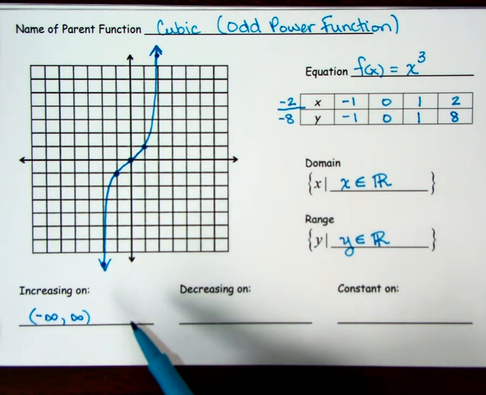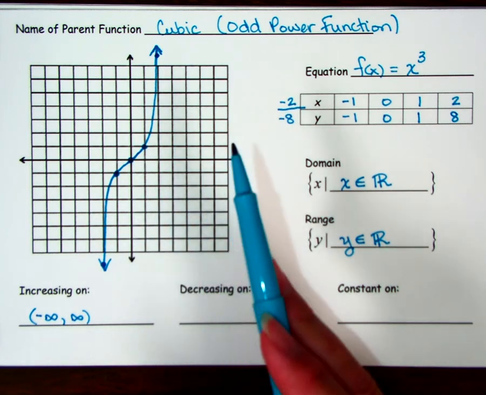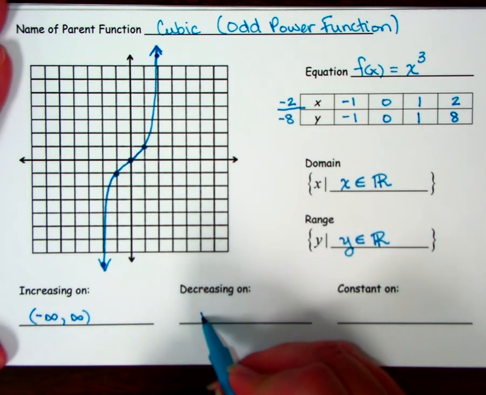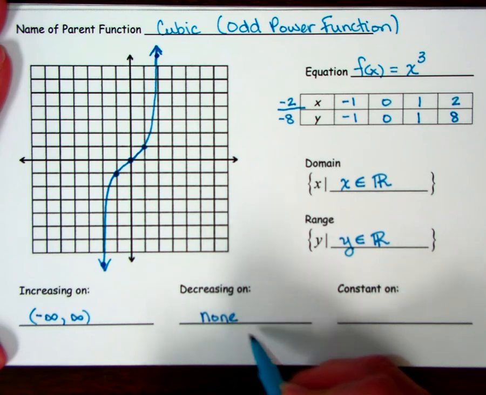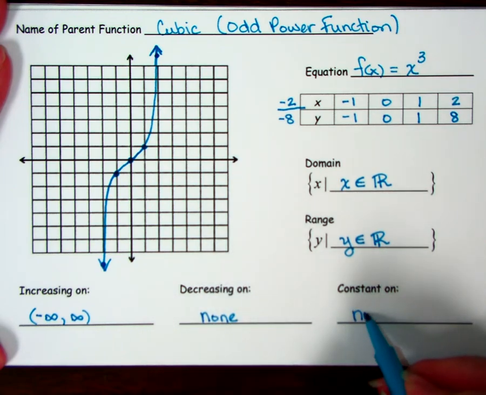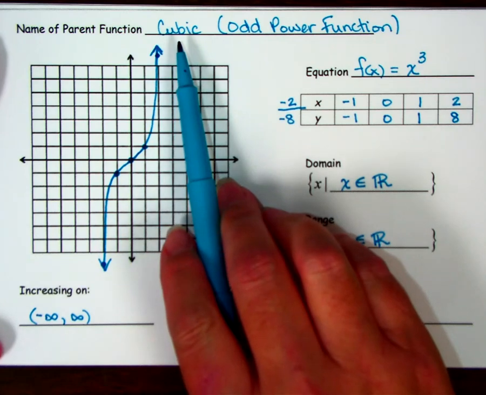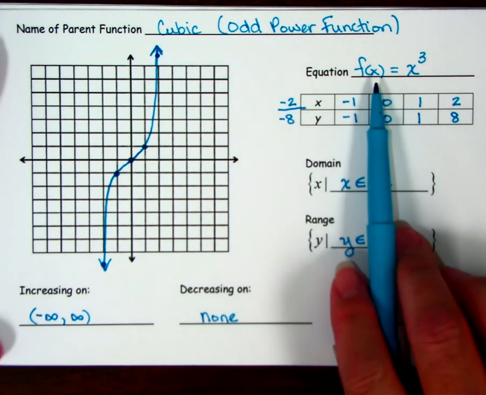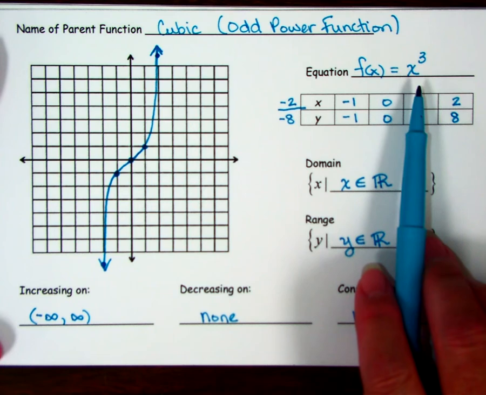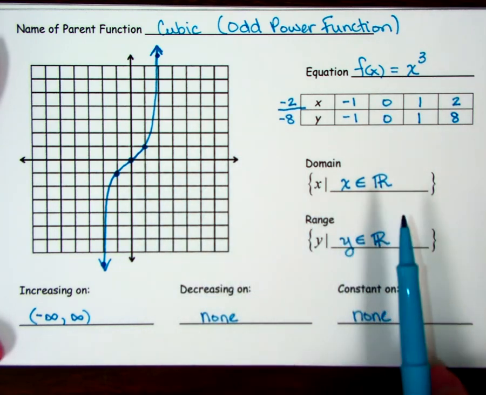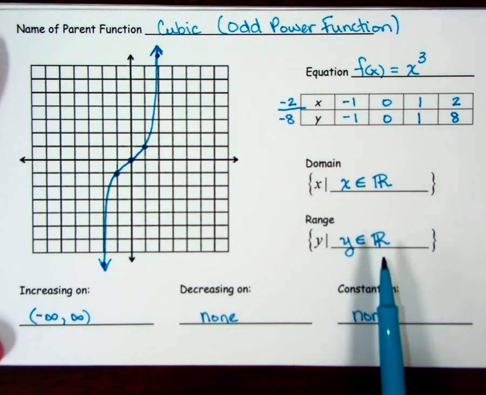Now we just determined that it's going up forever, no matter how far we go, either direction. So that means that it's never decreasing, and it's also never constant. What you need to know about this function is you need to know its name, cubic. You need to know the equation, f of x equals x cubed. You need to know the shape of the graph. You need to know the domain and also the range.